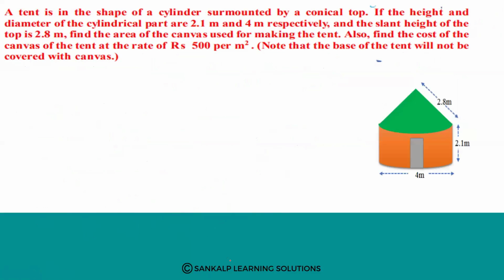Next, a tent is in the shape of cylinder. Okay, so now tent is there. That tent is in the shape of cylinder surmounted by a conical top. If the height and the diameter of the cylindrical part are 2.1 meter and 4 meter respectively, height is 2.1 meter and diameter is 4 meter respectively, and the slant height of the top is 2.8 meter. Find the area of the canvas used for making the tent. Also find the cost of the canvas of the tent at the rate of Rs 500 per meter square.